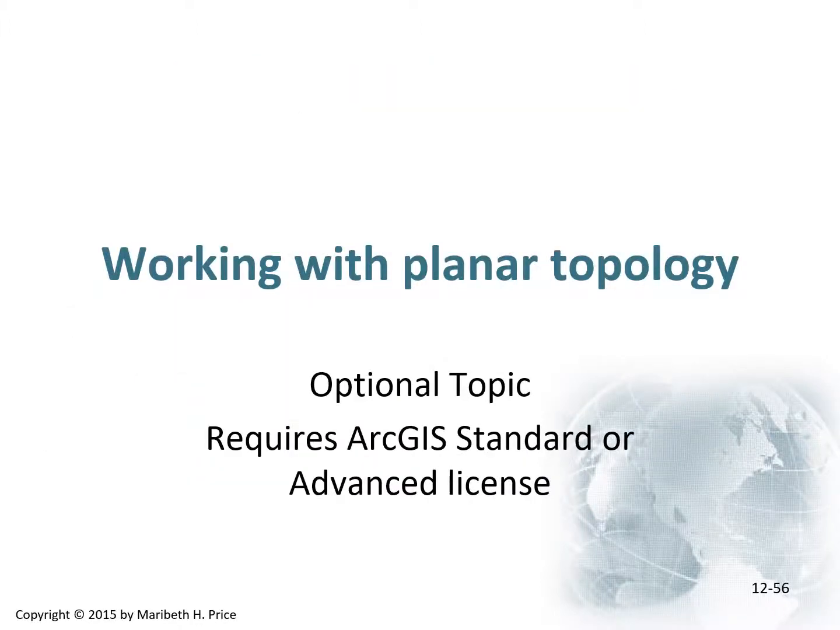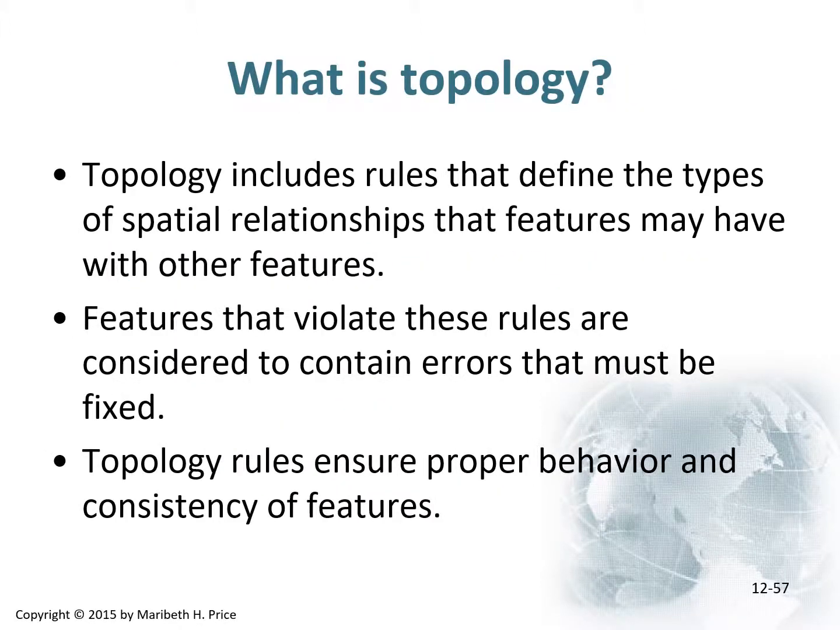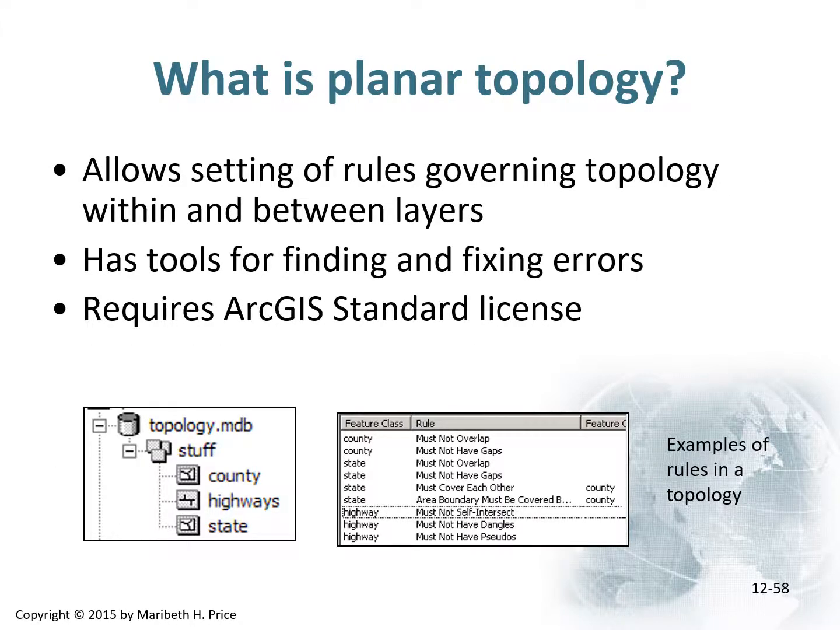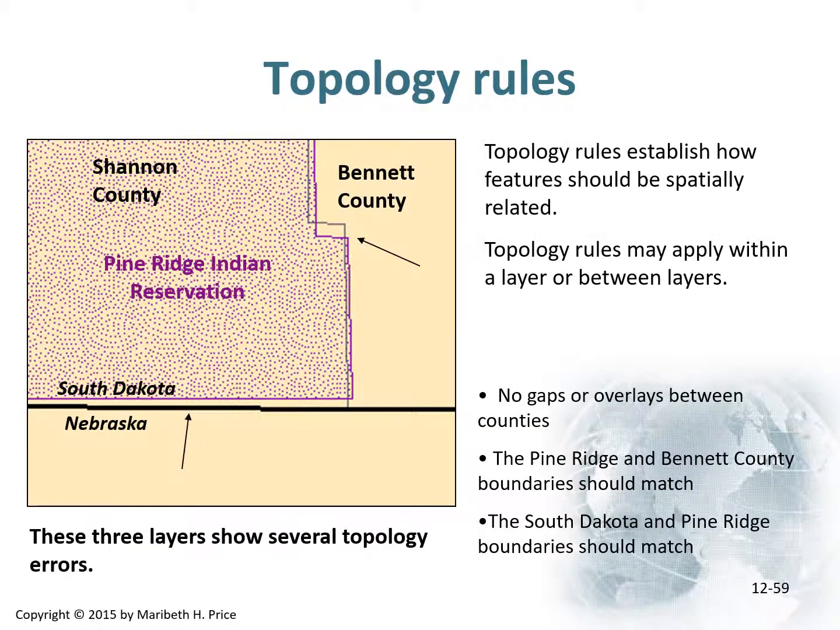Talk a little bit about planar topology. Topology includes rules that define all these relationships. Things that violate the rules are considered to have errors and need fixed, and so it allows you to run tests to see what needs fixed. So you set up the rules that you want. ArcGIS has all kinds of rules. You just need to figure out which ones you want to use. You do have to have a standard license.